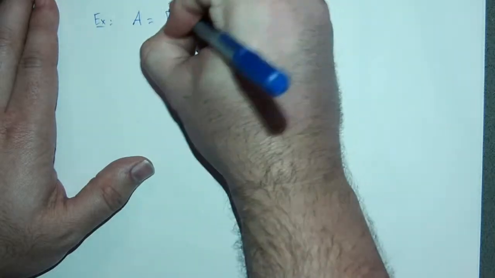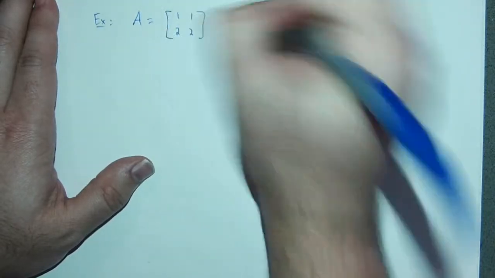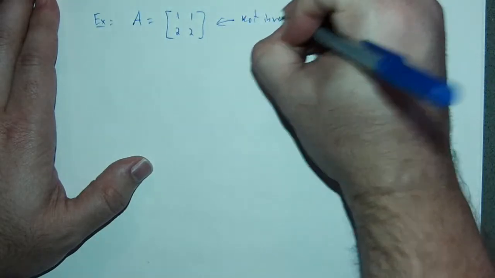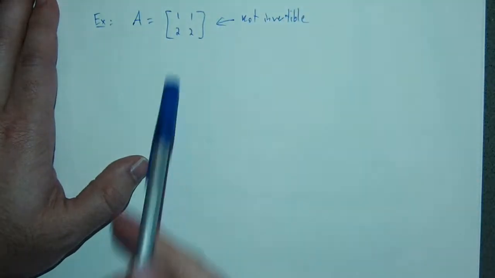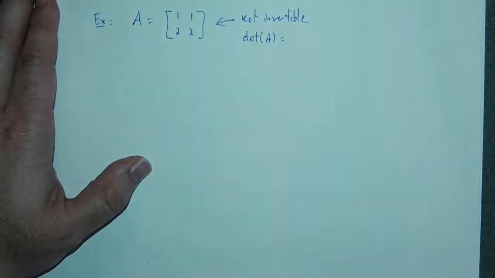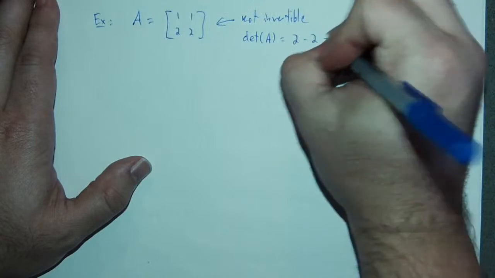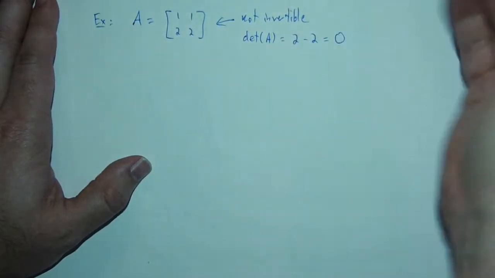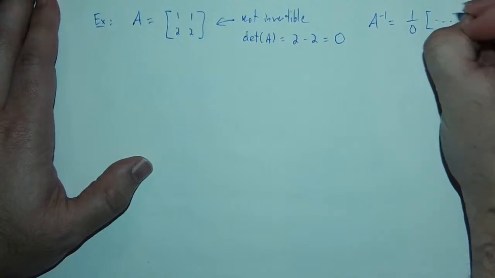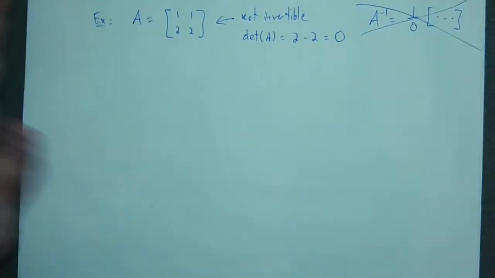If A is [1, 1; 2, 2], this is not invertible, because the determinant of A is 2 minus 2, which is 0. So in the A inverse formula, you'd have 1 over 0, and it doesn't matter what you got here. That's no good. Okay. So that's another example.